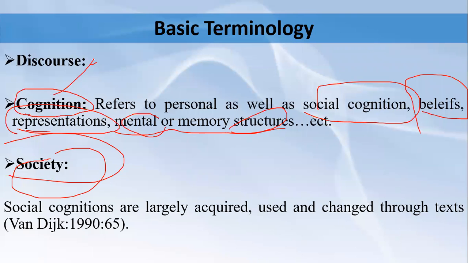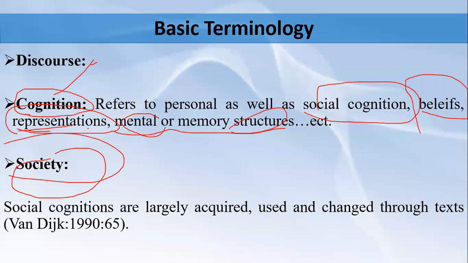So what do we have in our cognitive structure? Our beliefs, our ideologies, the representation of the world, knowledge of the world, based on the knowledge which we have acquired based on our personal experience.